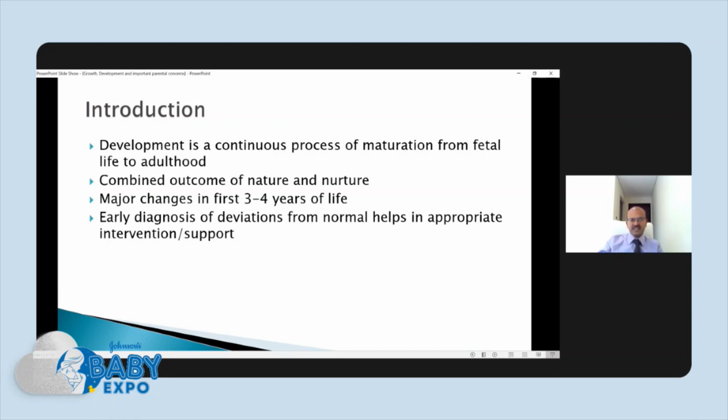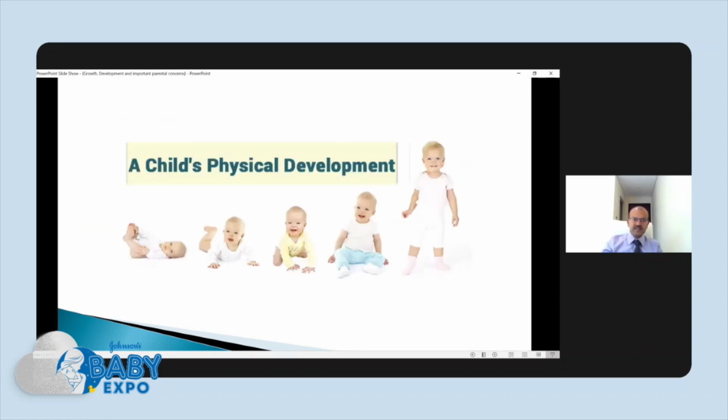The development changes rapidly in the first 3 to 4 years, and if there are any concerns, diagnosing these deviations early helps in appropriate intervention and support. So these are the different stages of baby, from lying all the time to rolling, to crawling, sitting, walking, and so on.